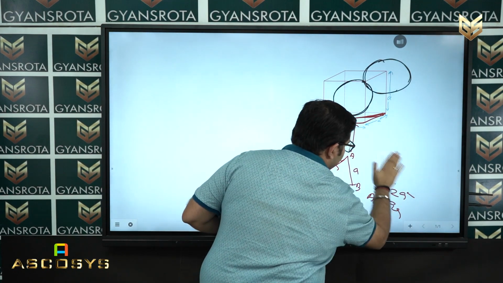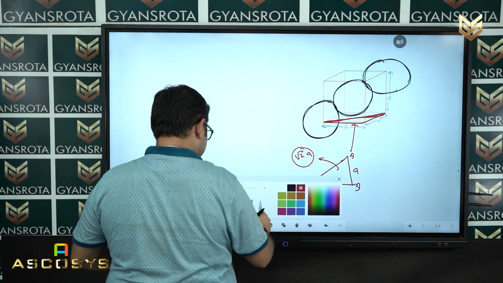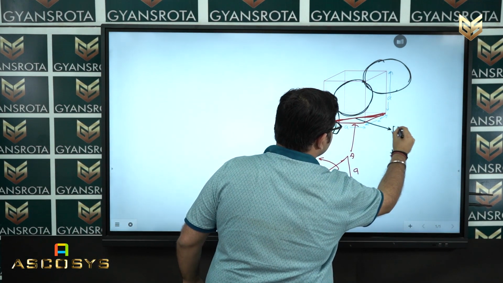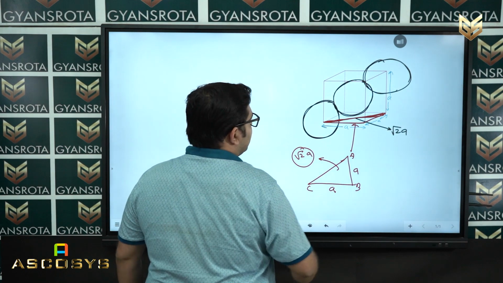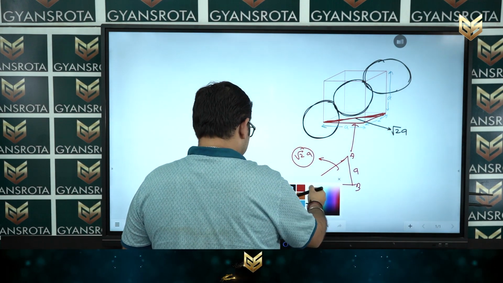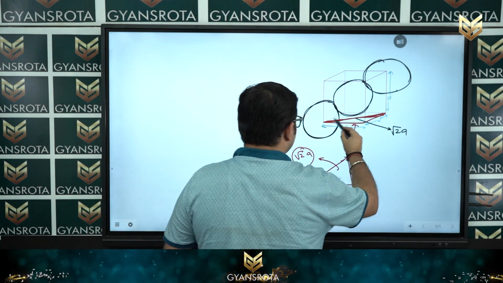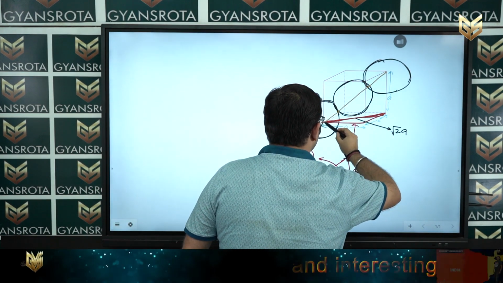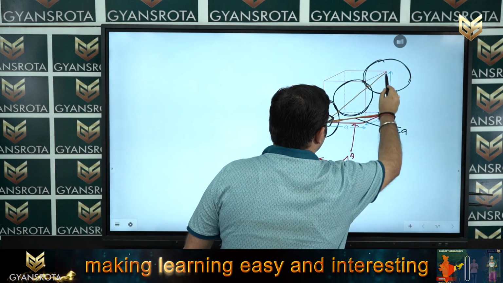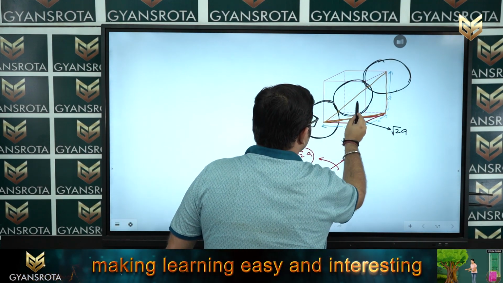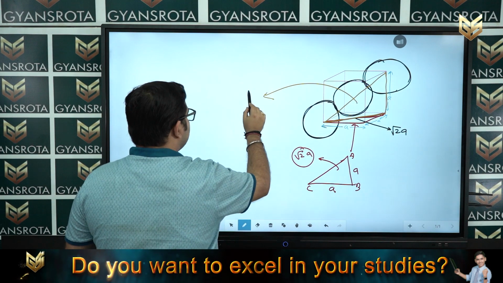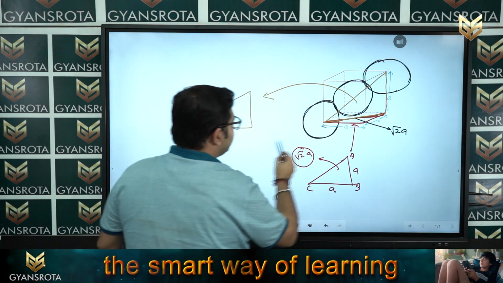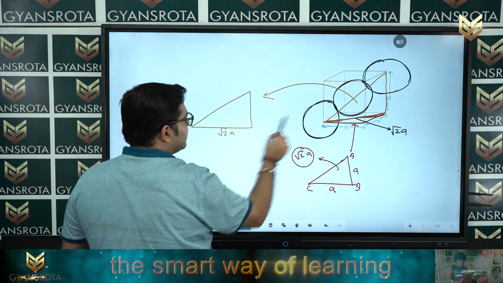Now, I am rubbing this part. So, this one is root 2a. Now, consider this part. From here to here I am drawing one line, and this one and this one. How does it look? It will look like this. So, this is your root 2a, this is a.